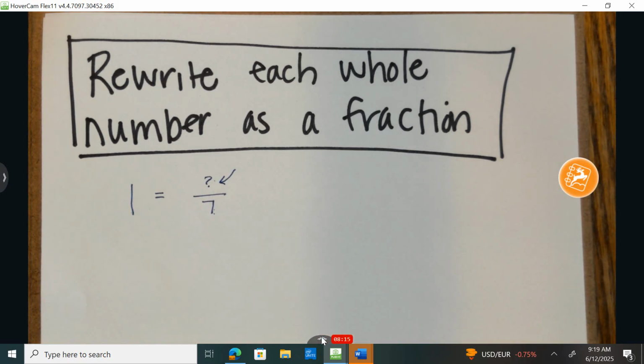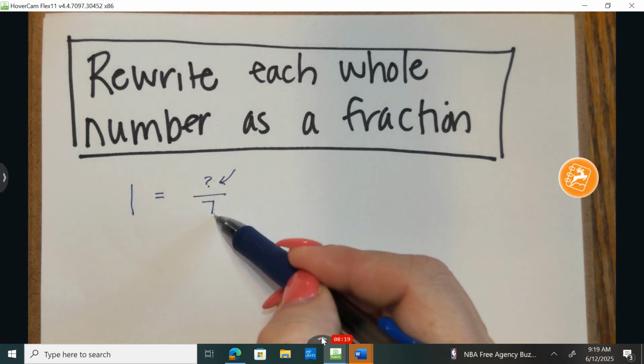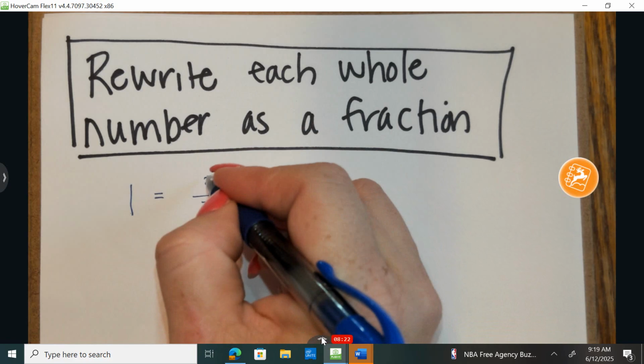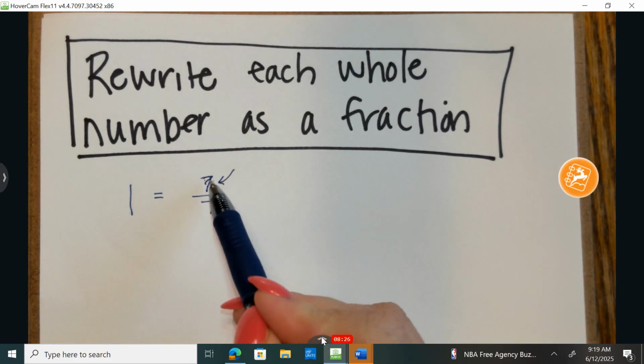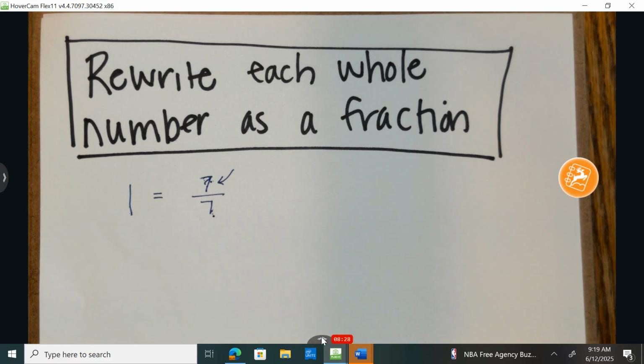So what we want to do is figure out how many groups of 7 fit into 7, right? One group of 7. So this value on top, this unknown number, would be 7. 7 divided by 7 is 1.